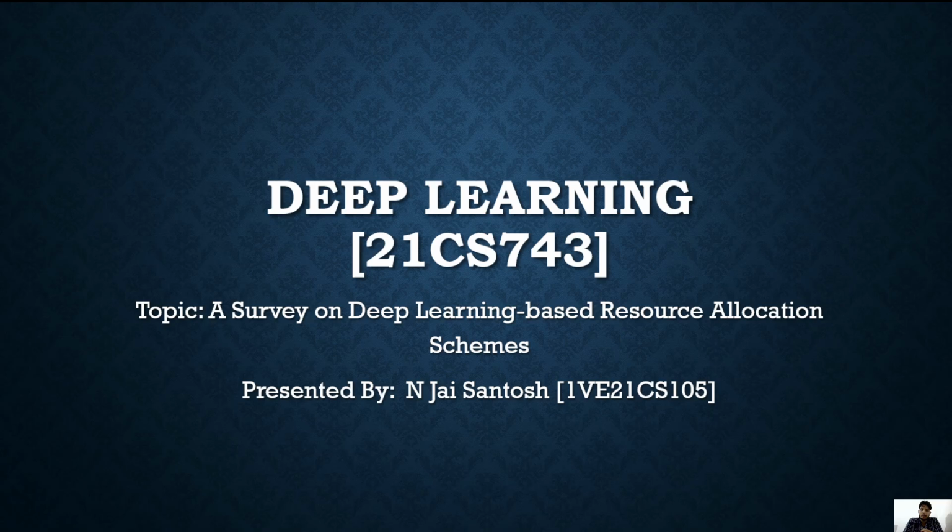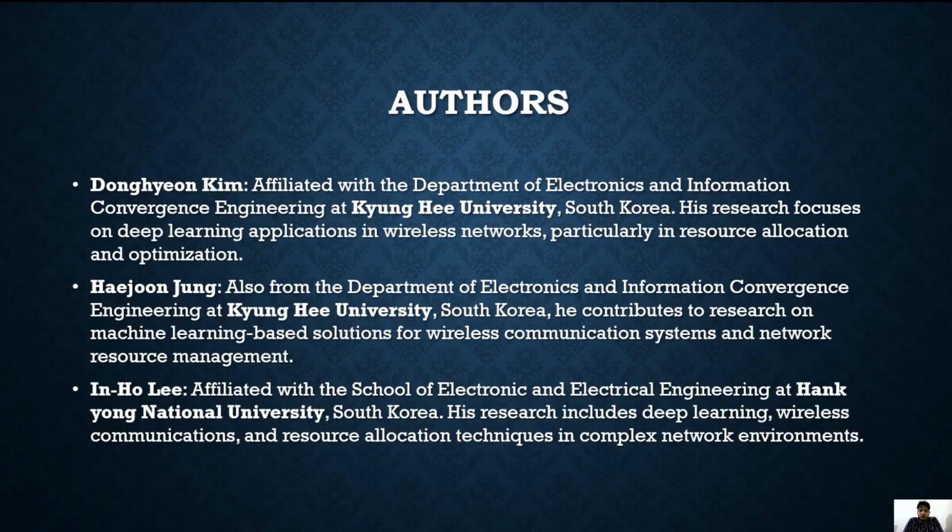So today we are going to discuss a research paper based on deep learning. The topic of this research paper is a survey on deep learning based resource allocation schemes. The authors of this research paper are Dong Yong Kim, Hei Jun Jung, In Ho Lee.